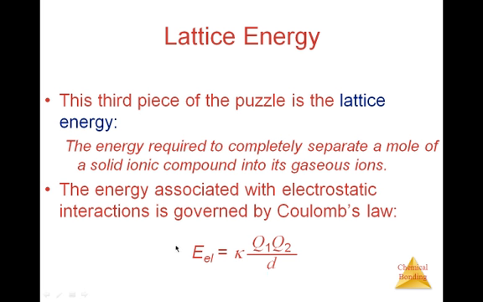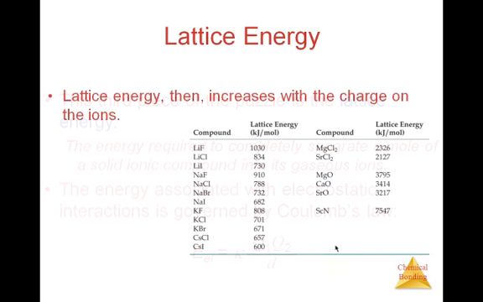You'll see you have Q1 times Q2. So the greater the charge, because this is on the top of the equation, the greater the lattice energy is. And the smaller the distance between the ions, the greater the lattice energy as well. When they're really close, it's much more exothermic, and if they have greater charges, much more exothermic in terms of lattice energy.